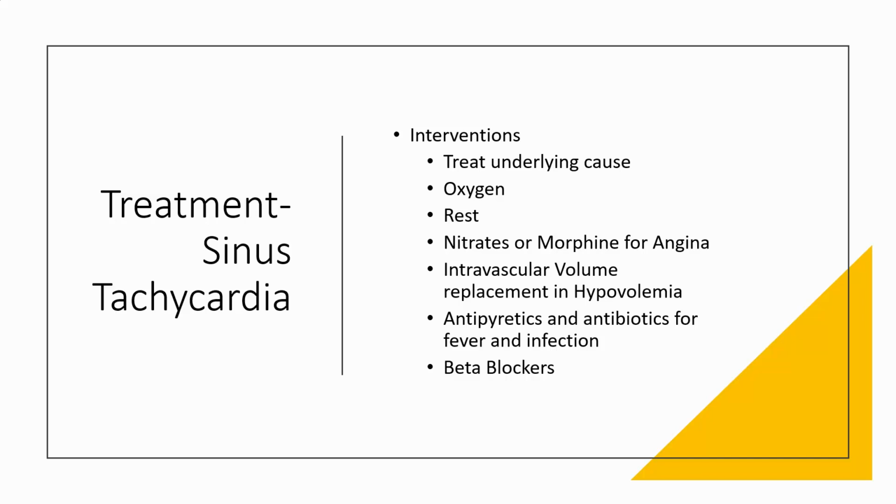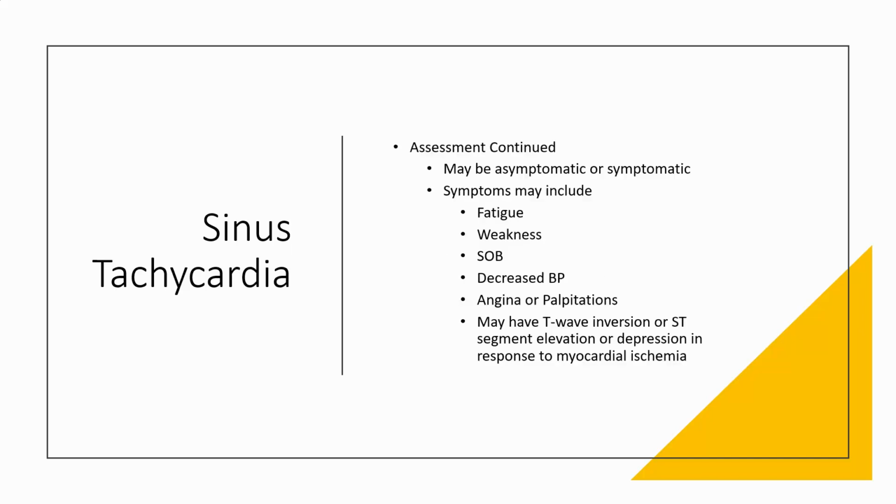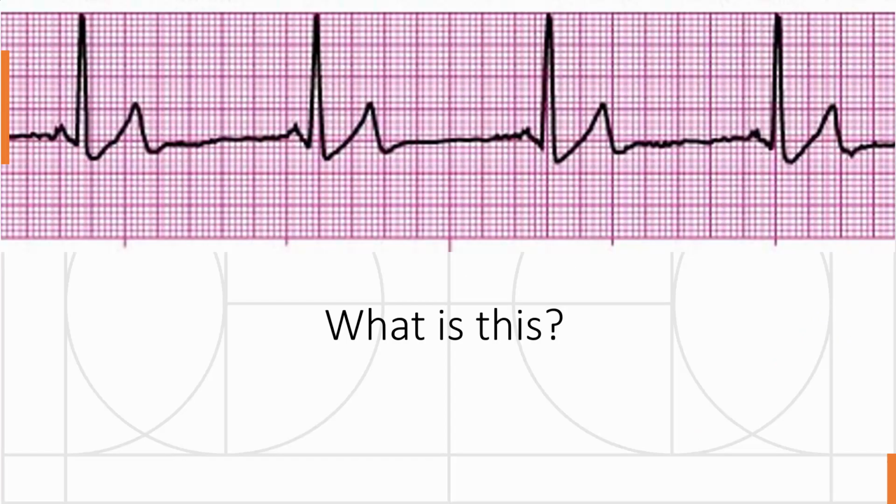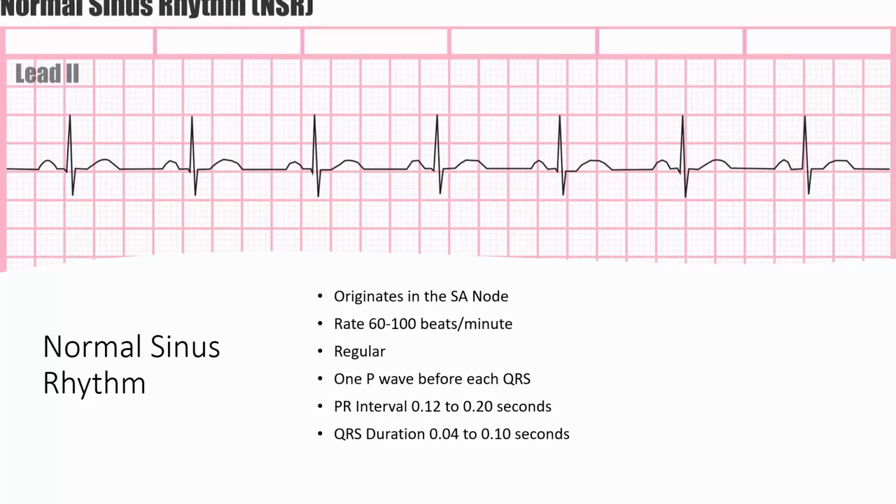So I always like to do a quick recap. So let's talk about normal sinus rhythm. Normal sinus rhythm, that is what hopefully everybody is in. That is a normal rhythm of your heart. When you are looking at these strips, remember, you want to do your 5-step method. Okay, normal sinus rhythm. That's what our heart is regular in.